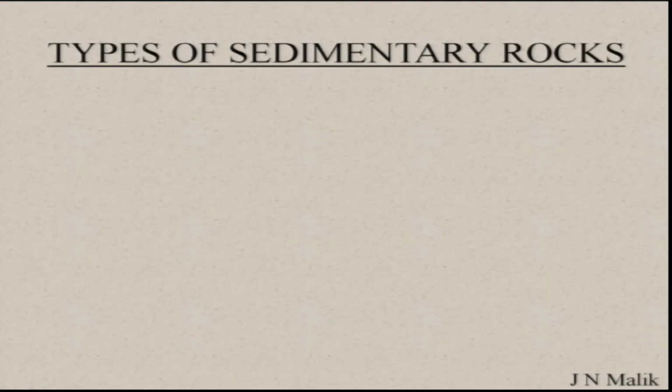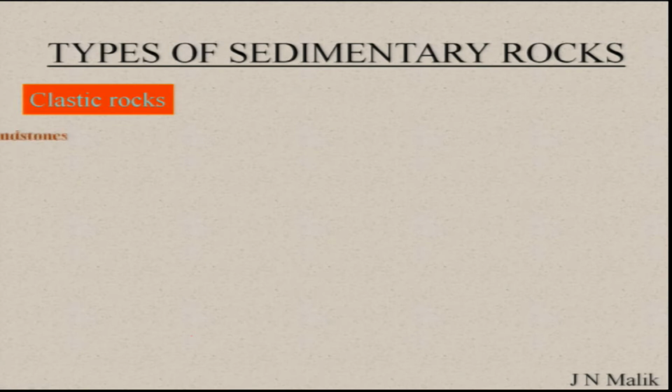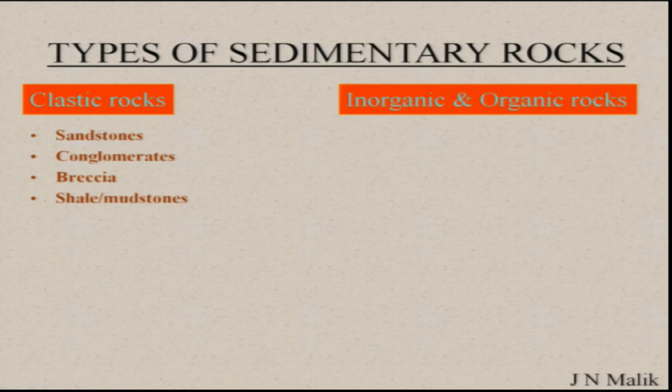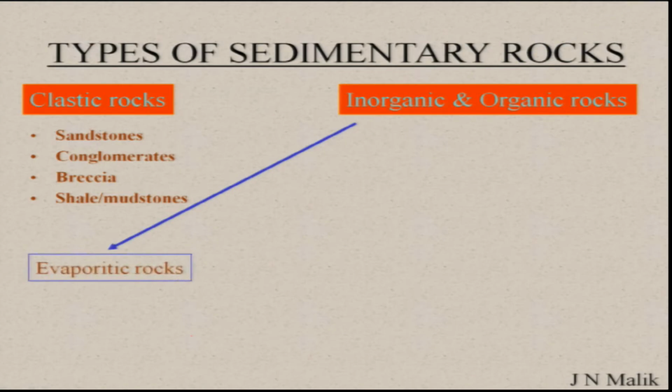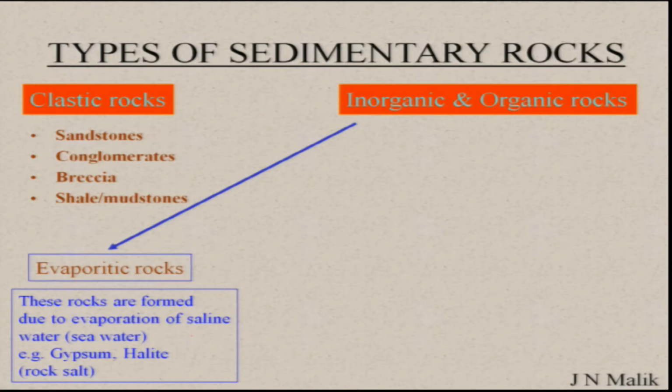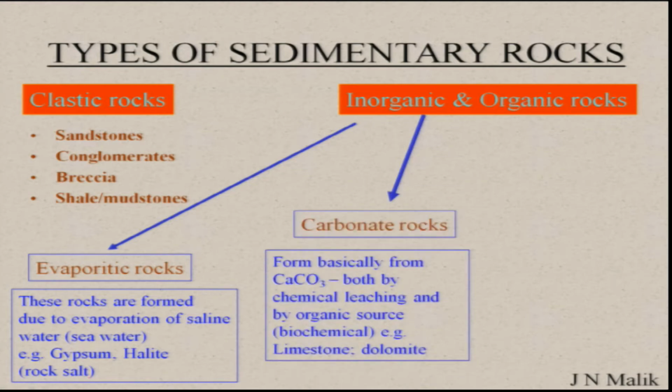Now the types of sedimentary rocks. We have clastic rocks, in which we have sandstone, conglomerates, breccias, shale and mudstone. Then we have inorganic or organic rocks, which are evaporites, or evaporitic rocks. These rocks are formed due to evaporation of saline water, mainly sea water, and examples are gypsum and halite, which is also termed rock salt. Then we have the carbonate rocks, mostly comprised of calcium carbonate. They are formed chemically by chemical leaching and by organic sources, so we have biochemical rocks also. Examples are limestone and dolomites.